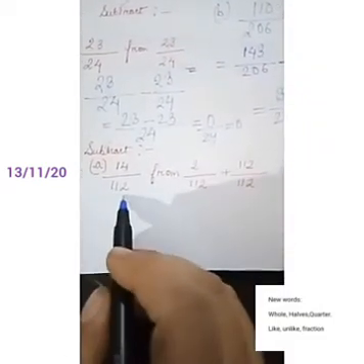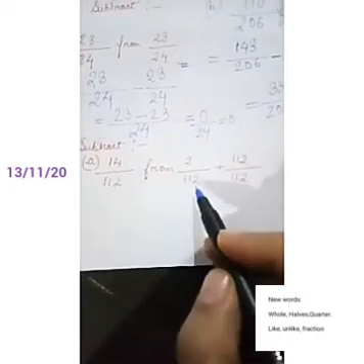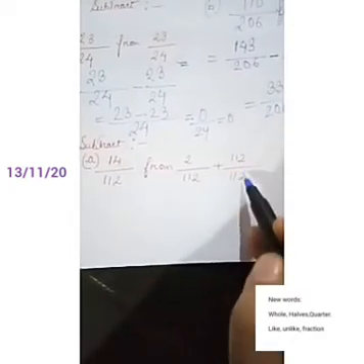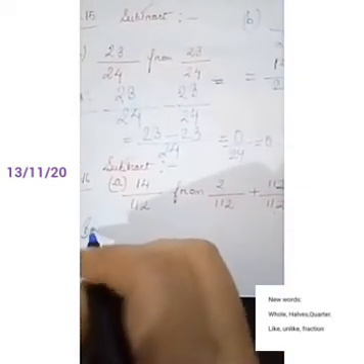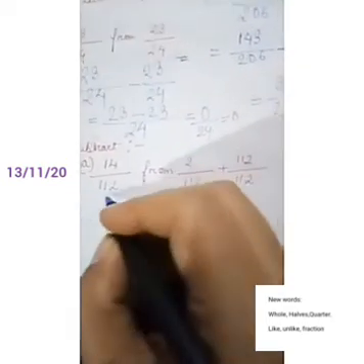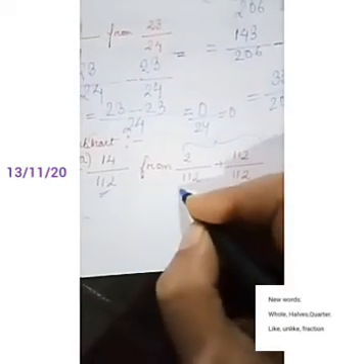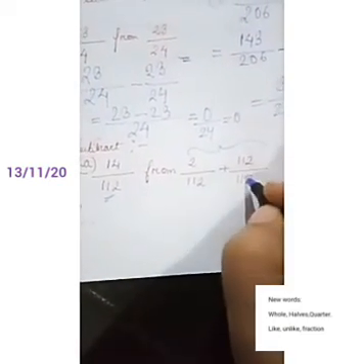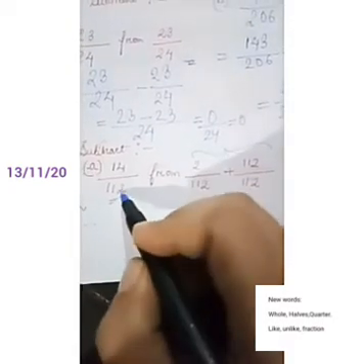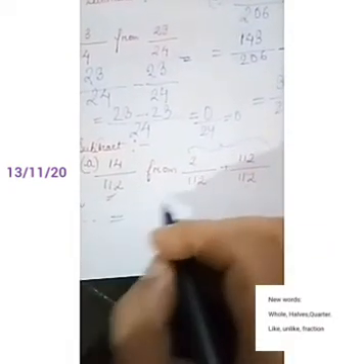Subtract 14 by 112 from 2 by 112 plus 112 by 112. Since it has been said that we have to subtract this from these two, but the plus sign is there, that means I will add these two, and whatever the answer I get, I will be subtracting this number. Okay. So let me find out the first one.